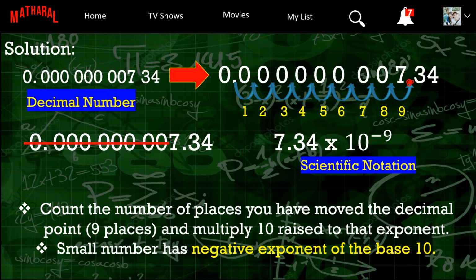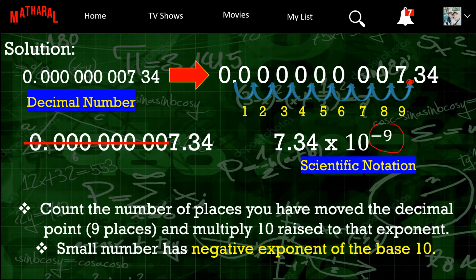So, this is what happened. It is now 7.34. And then, we omit the zeros that came before 7. We will remove those, because the guide says we have to rewrite the numbers to its right, as stated in our guide earlier. 7.34 times 10 raised to negative 9.